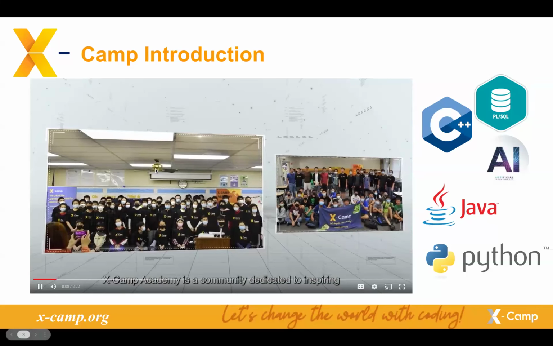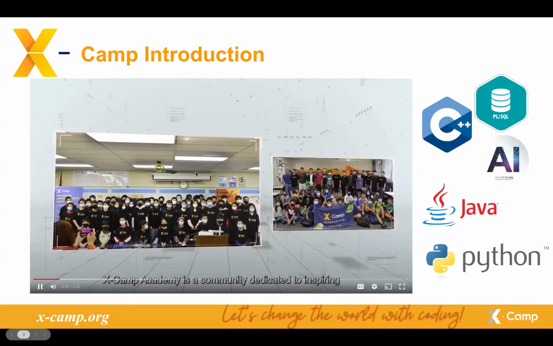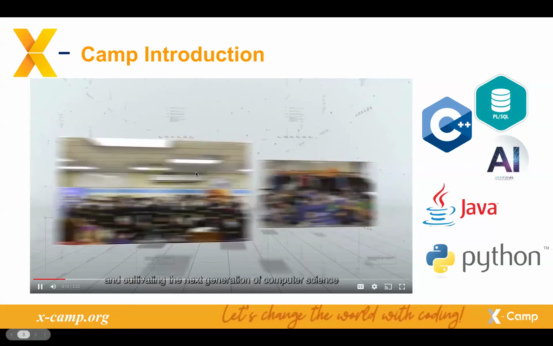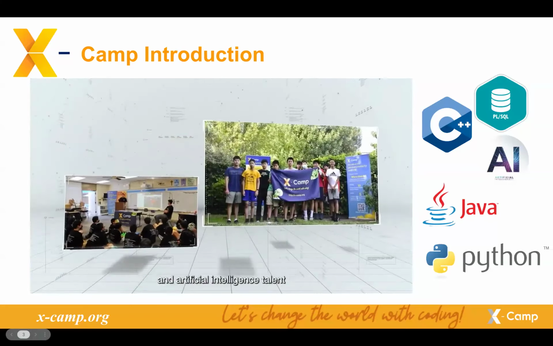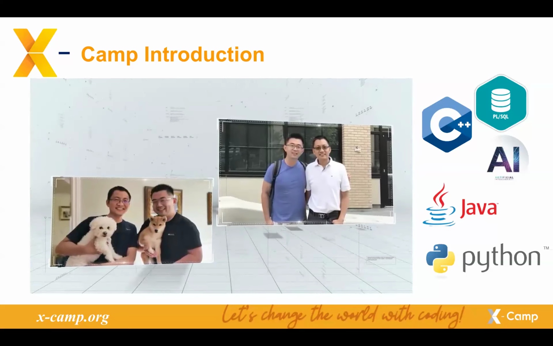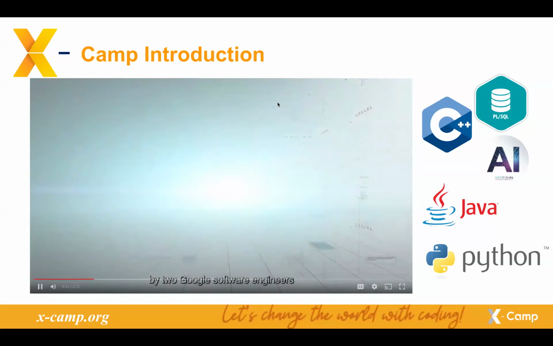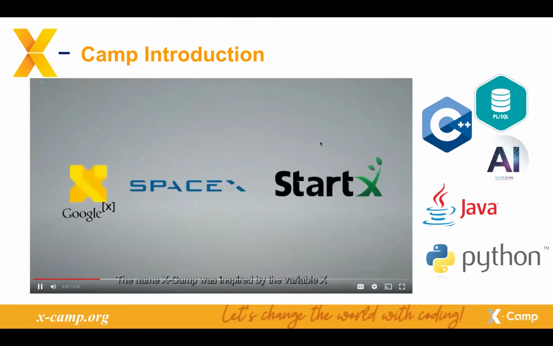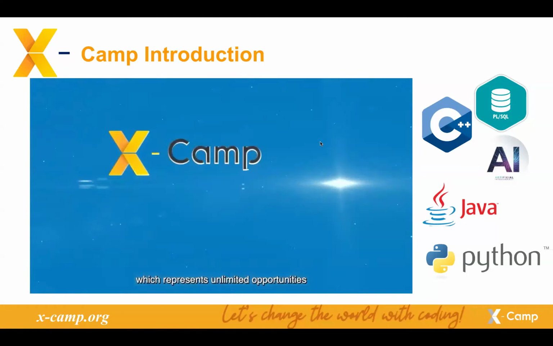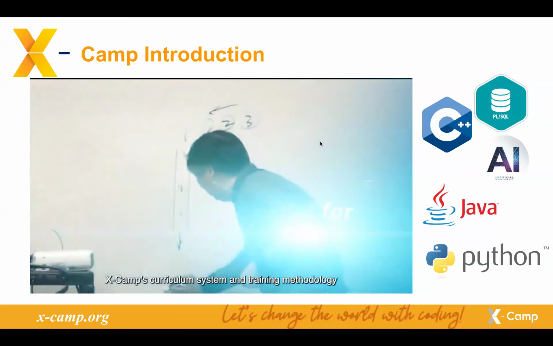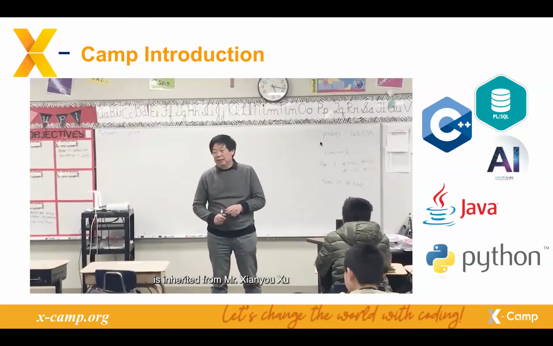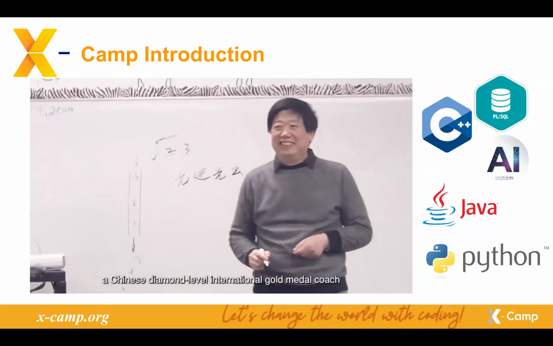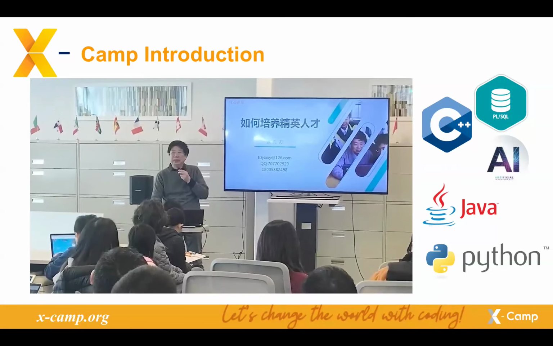XCamp is a community dedicated to inspiring and cultivating the next generation of computer science and artificial intelligence talent. XCamp Academy was founded in August 2017 in Silicon Valley by 2 Google software engineers. The name XCamp was inspired by the variable X, which represents unlimited opportunities. XCamp's curriculum system and training methodology is inherited from Mr. Xian Youxu, a Chinese diamond-level international gold medal coach.